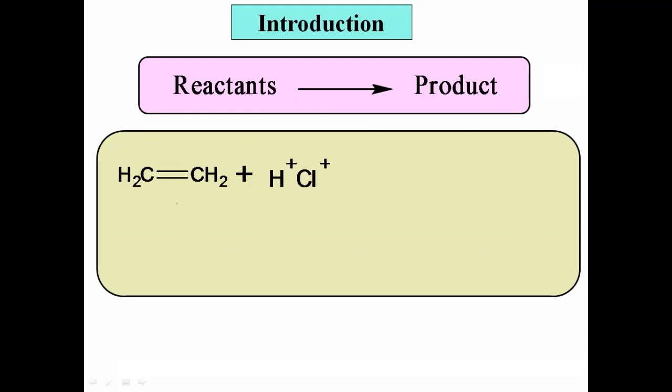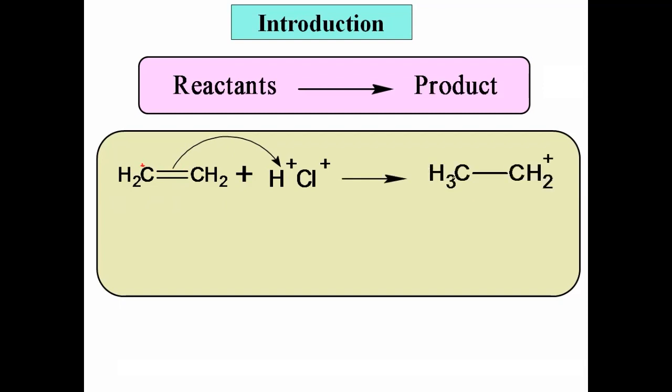But in actual practice, that reaction takes place in 2 steps. In first step, what happens? In first step, this pi bond undergoes breaking. This pi bond between 2 carbon atoms undergoes breaking. There is a formation of new bond between carbon and hydrogen, and we get the intermediate.